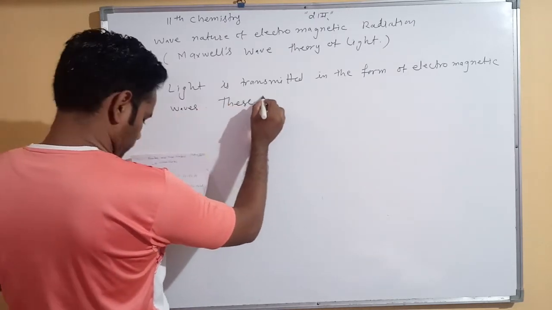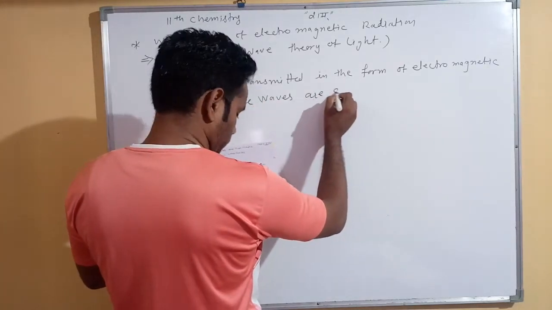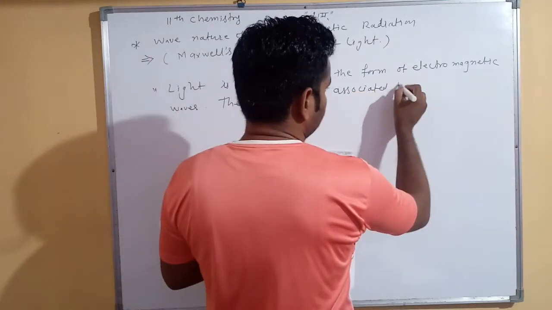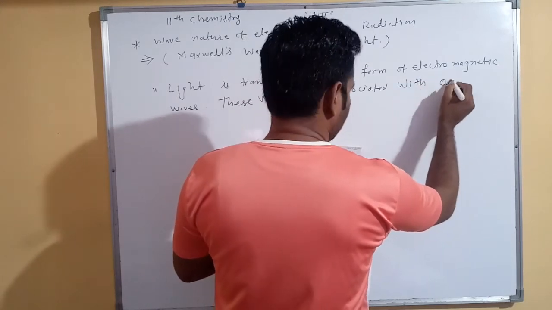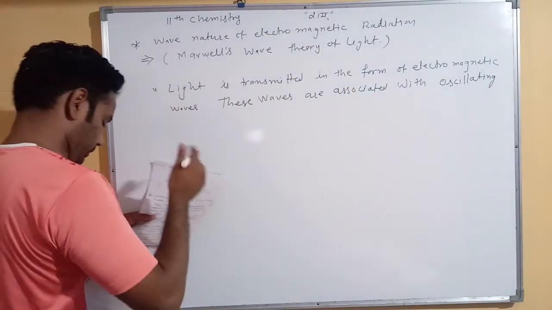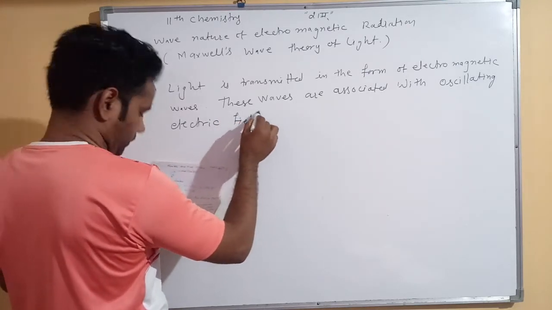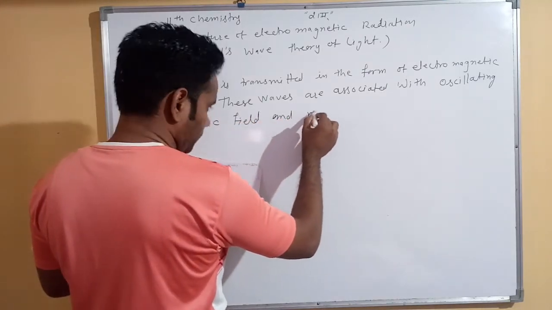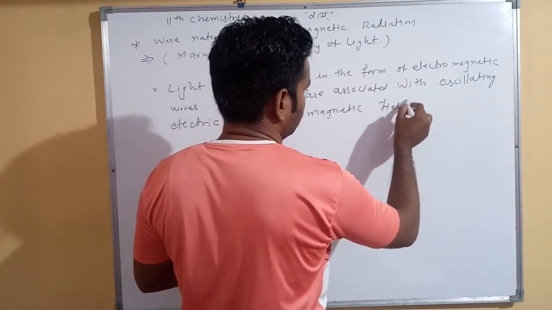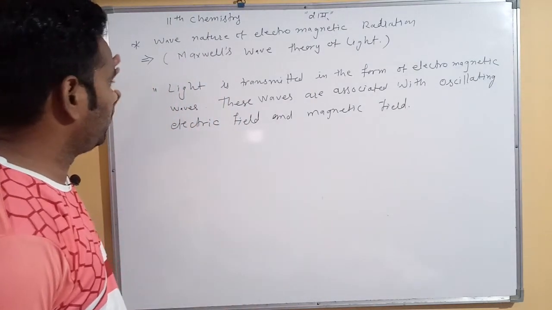These waves are associated with oscillating electric field and magnetic field. Okay, first one more time we read it and then I explain what meaning of this point.